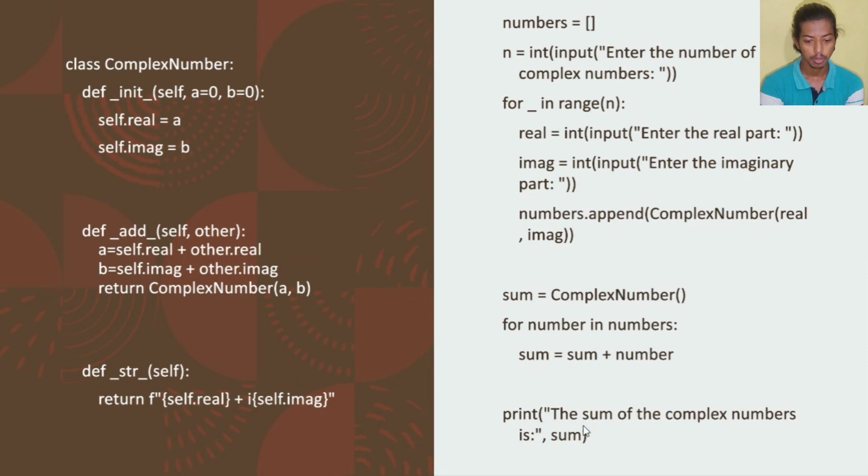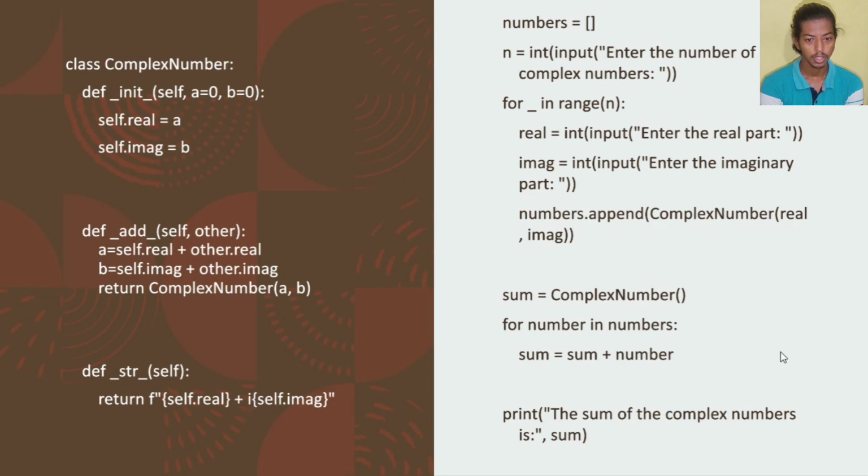I'm printing the result with a print statement: sum of complex numbers is sum. By calling this sum, this will be executed, where the calculated value of real will be shown here, and the calculated value of imaginary will be shown here, and it will give an extra string that is plus and i.